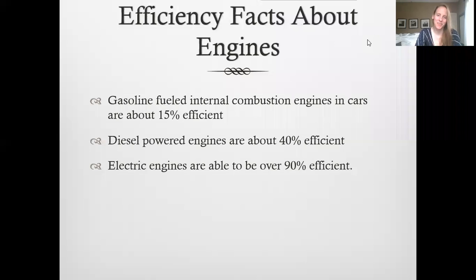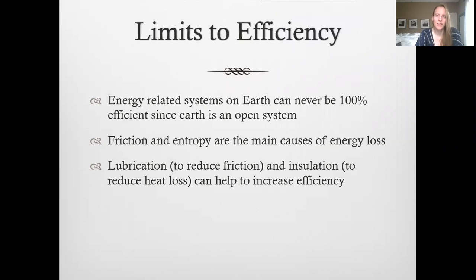Okay, so we're going to finish off this lesson by just comparing efficiency in a couple different systems. So when it comes to engines, gas-fueled internal combustion engines, like what you find in most cars, are about 15% efficient. Diesel-powered engines, much more efficient at 40%, and electric engines are actually able to convert over 90% of the input energy into useful energy.